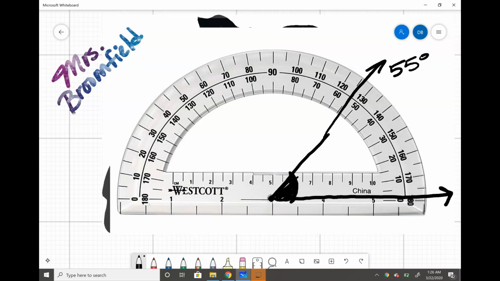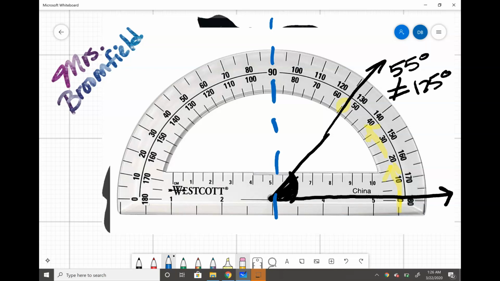It would not be 125. So not equal to 125 degrees. I would be looking at the wrong ruler if I said that it was 125 degrees. I should be looking at this part of the ruler. Okay, because I started here at 0 and I went this way. And also I see that the angle is less than 90 degrees. It didn't make it to 90 degrees, so it has to be an acute angle.